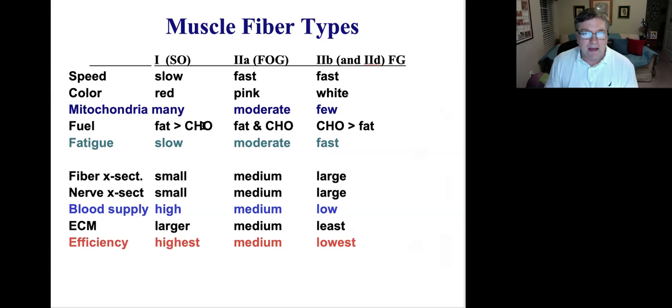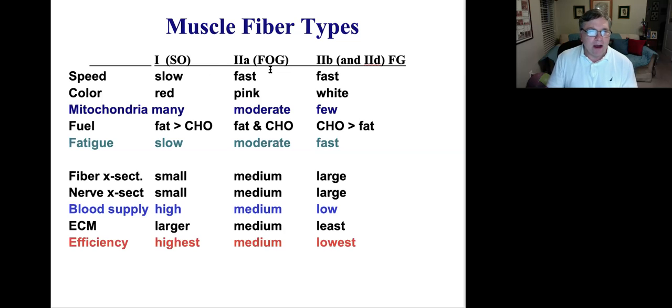It doesn't mean that if you have a high percentage of slow twitch fibers that you're going to stay thin, or if you have a high percentage of fast twitch fibers, you're not. In the end, it's just how many calories you burn when you're exercising and during the course of the day.